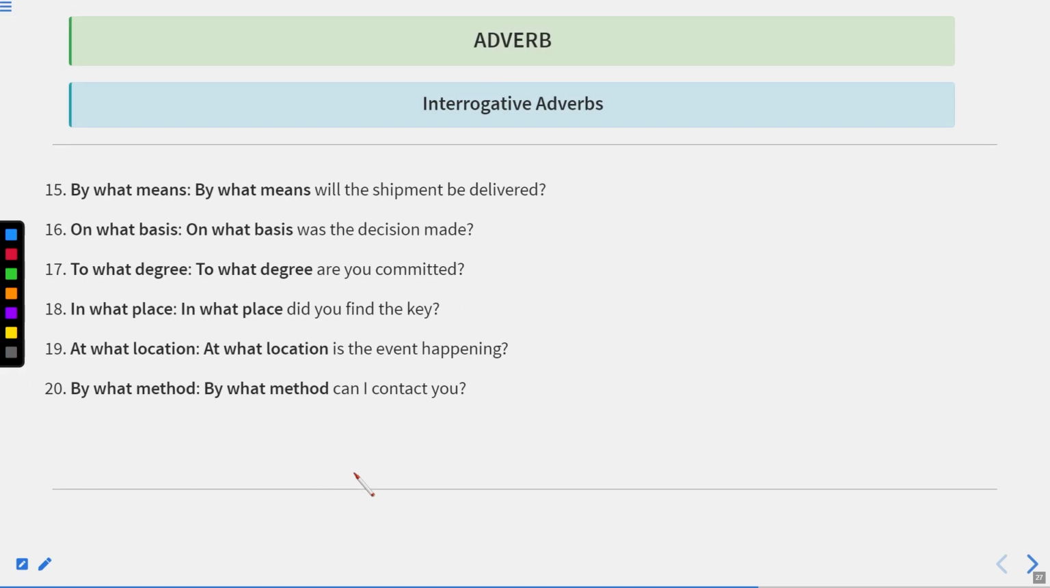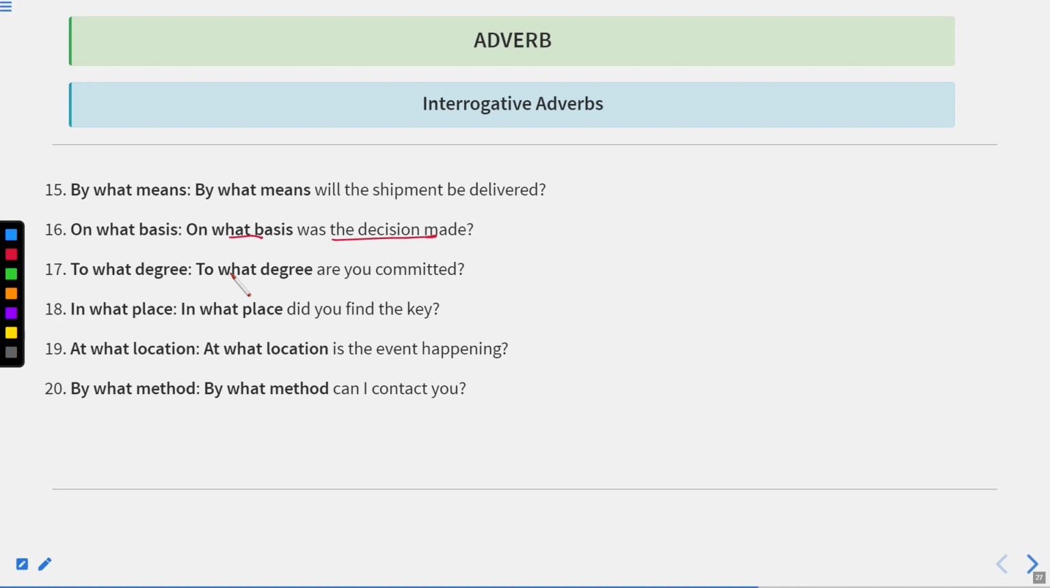By what means will the shipment be delivered? On what basis was the decision made? So here the question is on what basis. It means what was the basis of this decision? Okay, because suppose you have taken some decision, so why did you take that decision? What is the reason behind it, and what is the basis behind it? What is the fundamental of changing the decision? That will be the answer to this question, that is, on the above basis.